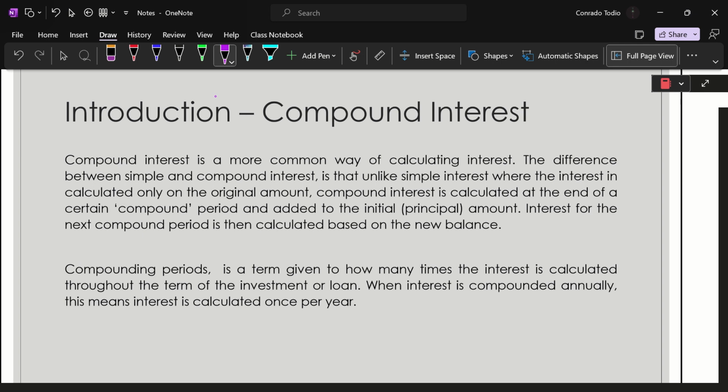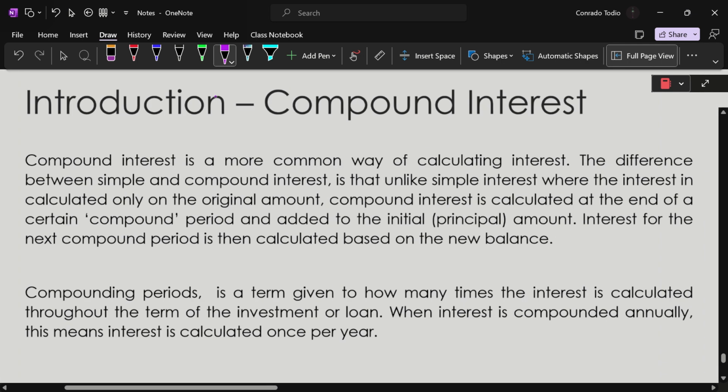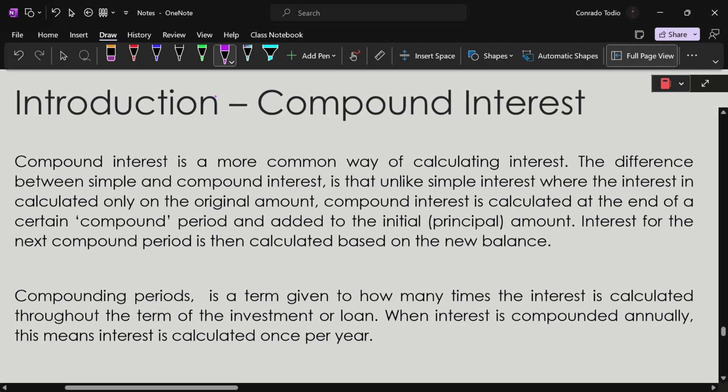So for simple interest, what kind of line are we working with? It's just straight, either straight up or straight down. What happens with compound interest or geometric sequences? It's curving. Because when you're multiplying, the lines are going to curve. When it comes to compound interest, I'll highlight the important terms here.